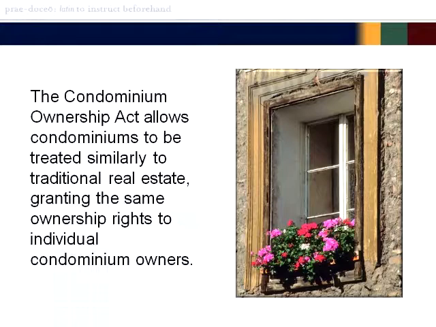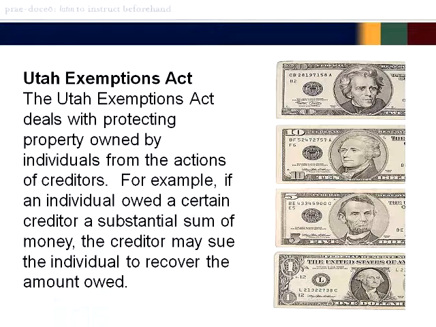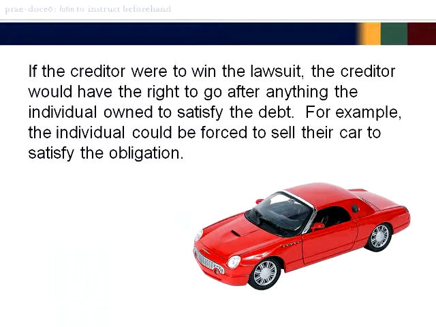Utah Exemptions Act. The Utah Exemptions Act deals with protecting property owned by individuals from the actions of creditors. For example, an individual owed a certain creditor a substantial sum of money. The creditor may sue the individual to recover the amount owed. If the creditor were to win the lawsuit, the creditor would have a right to go after anything the individual owned to satisfy the debt. For example, the individual could be forced to sell their car to satisfy the obligation.